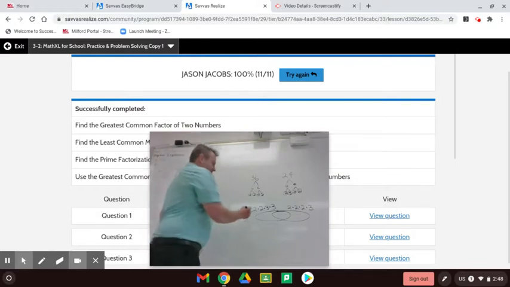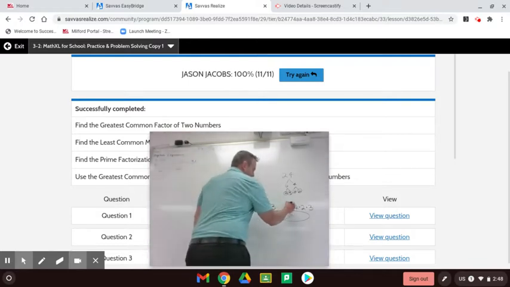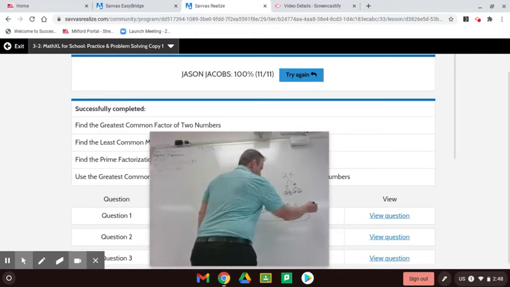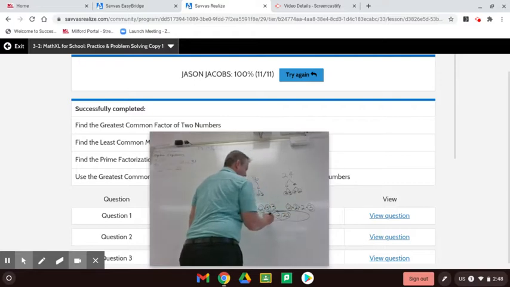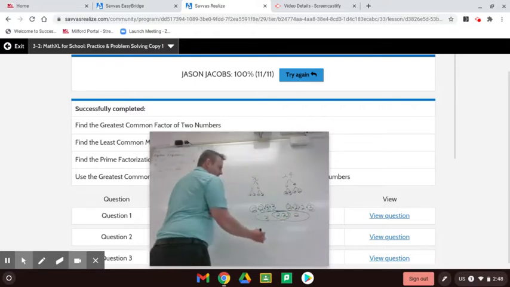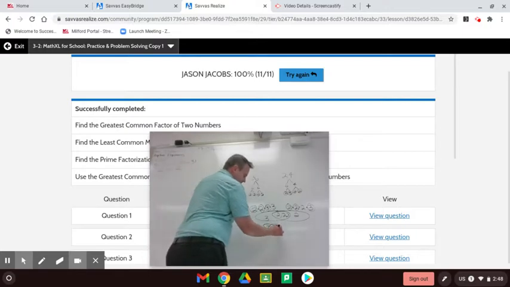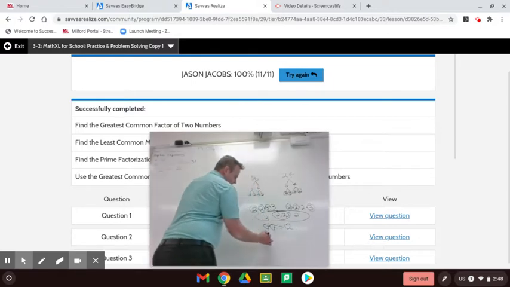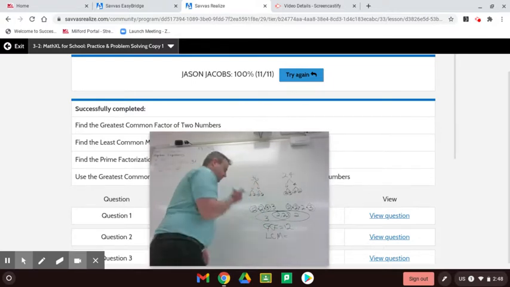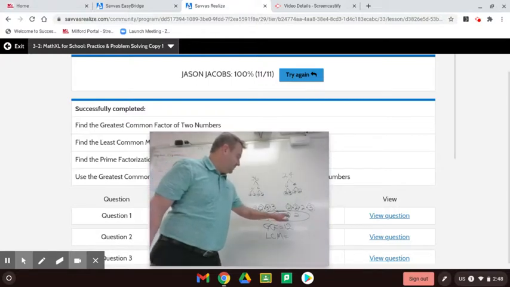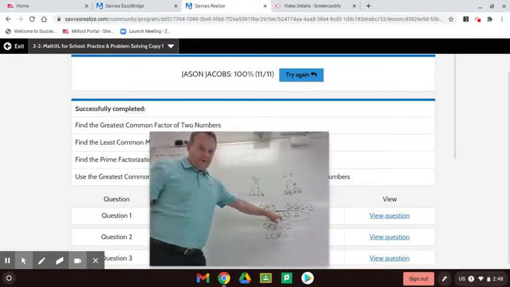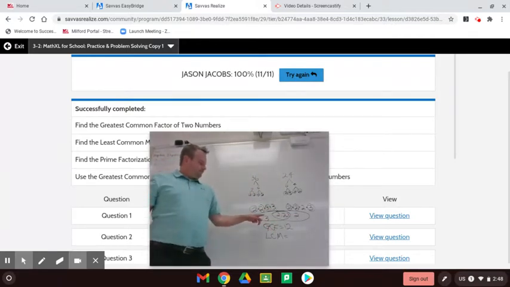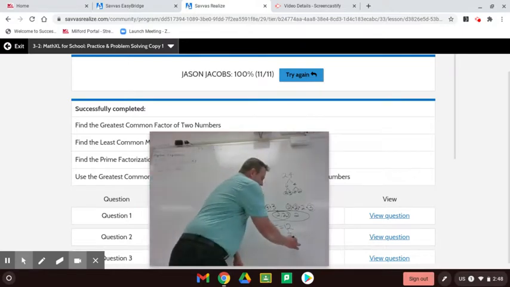What do they have in common? Well, they have 2 2's in common, so that goes here. And then they have a 3 in common, so that goes here as well. So the greatest common factor equals 2 times 2 times 3, which is 12. The least common multiple equals 3 times 2 times 2 times 3 times 2. So remember, this was 12. And 12 times 2 is 24. And 24 times 3 is 72. So the least common multiple is 72.